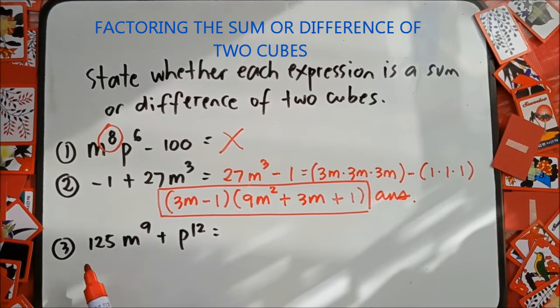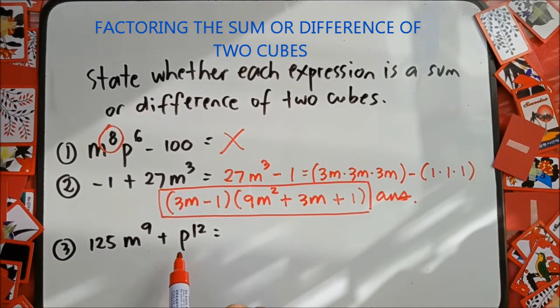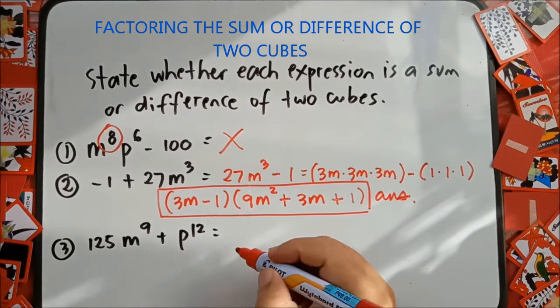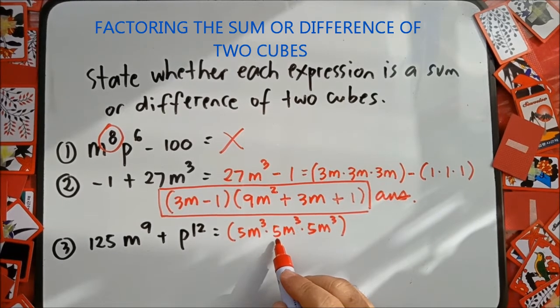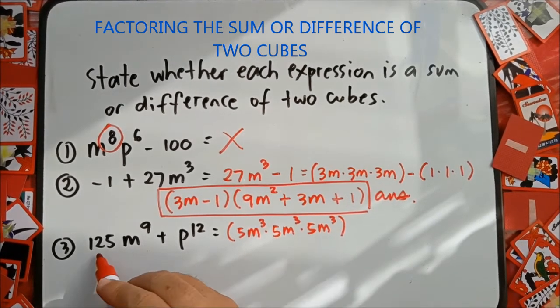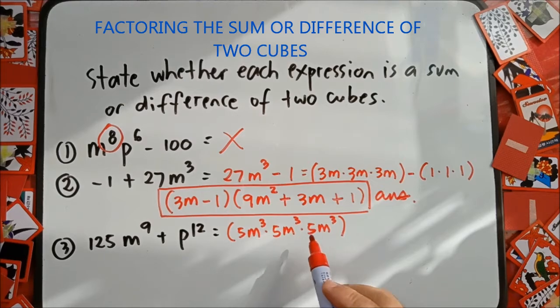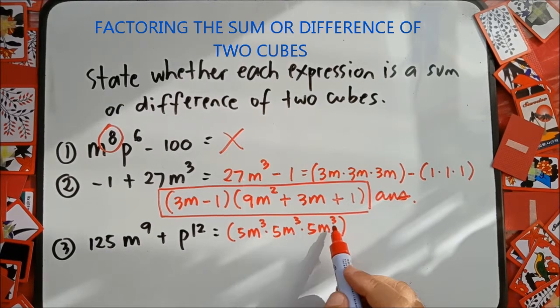Okay, let's go to number 3. Is this a binomial? Yes. Each term is a cube. Okay, let's try. 125 is equals to what? 5 times 5, 25. 25 times 5, 125. Check. M cube, M cube, M cube. 3 plus 3, 6. 6 plus 3, 9.